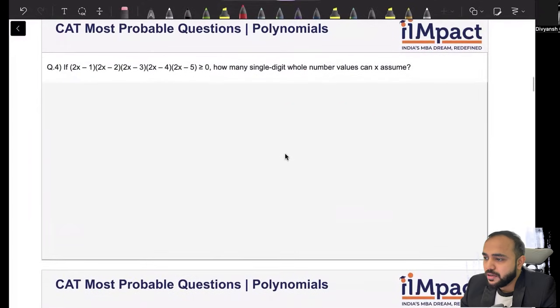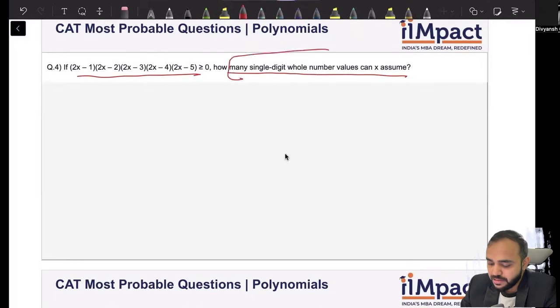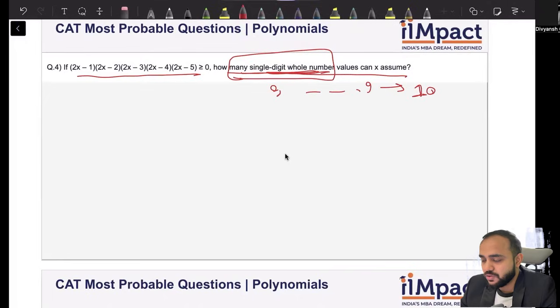Moving on, I have factorized the fifth power function on the left hand side, and I want this to be greater than or equal to 0. How many single digit whole number values can x assume? So my answer set is going to be single digit whole numbers, so from 0 to 9. So a total of 10 values I can take. So you might feel the need to go through this with hit and trial, and I mean there are 10 values, so you can actually do that.